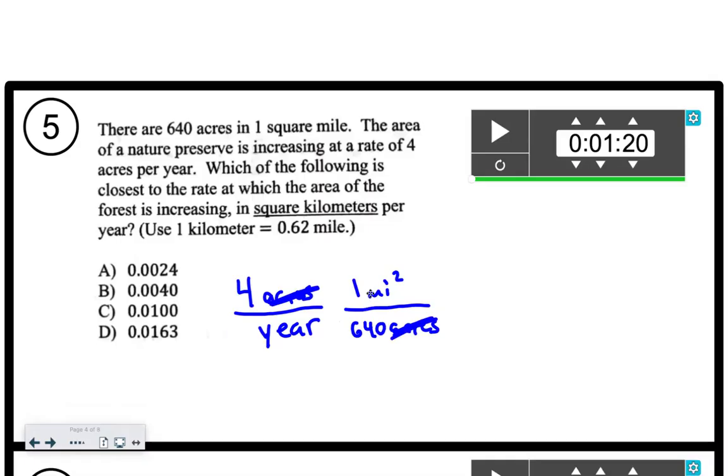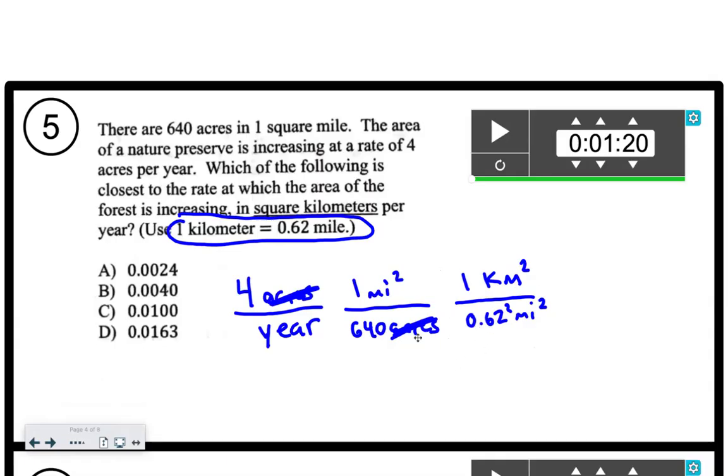If I ended the problem now, I would have square miles per year. But I don't want square miles per year, I want square kilometers per year. Well, this is extremely important. The mistake that's usually made is students will just do 0.62 miles for 1 kilometer. But the problem is miles don't cancel with square miles. I need them to be squared. So you just square the whole conversion factor. You square miles, you square 0.62, you square kilometers, and you square 1. But 1 squared is just 1.